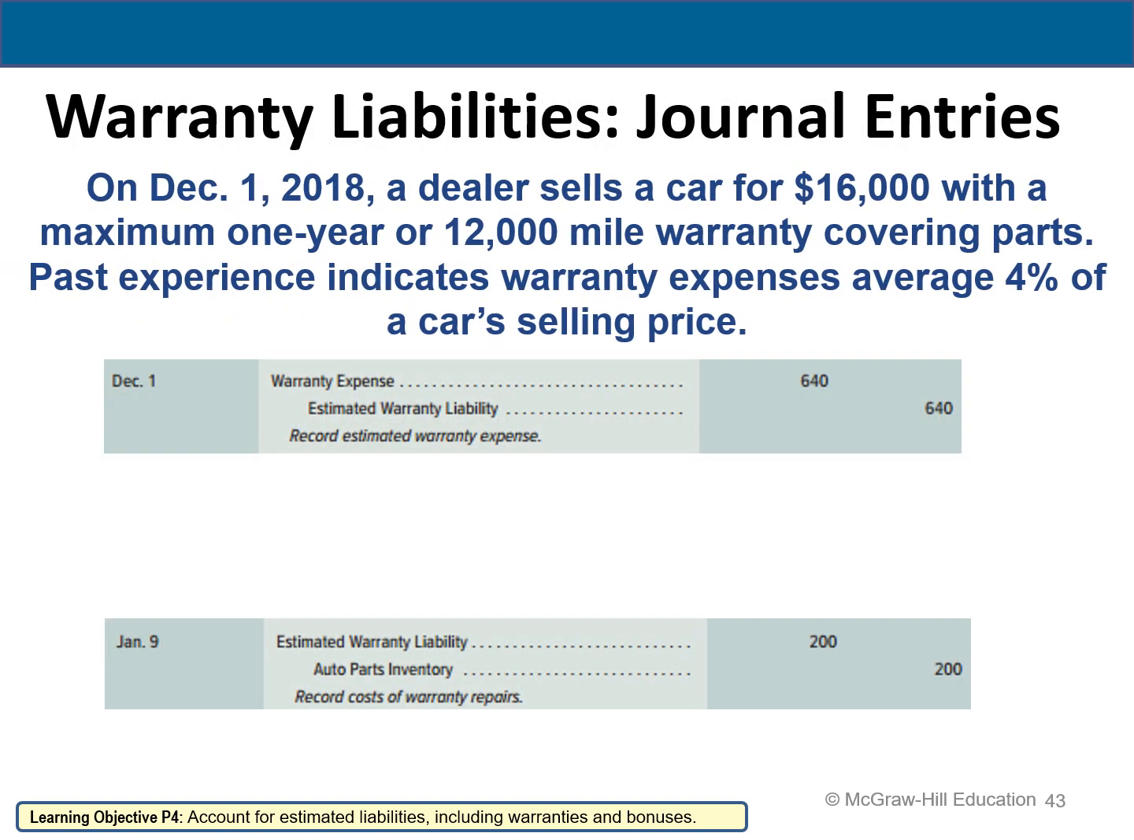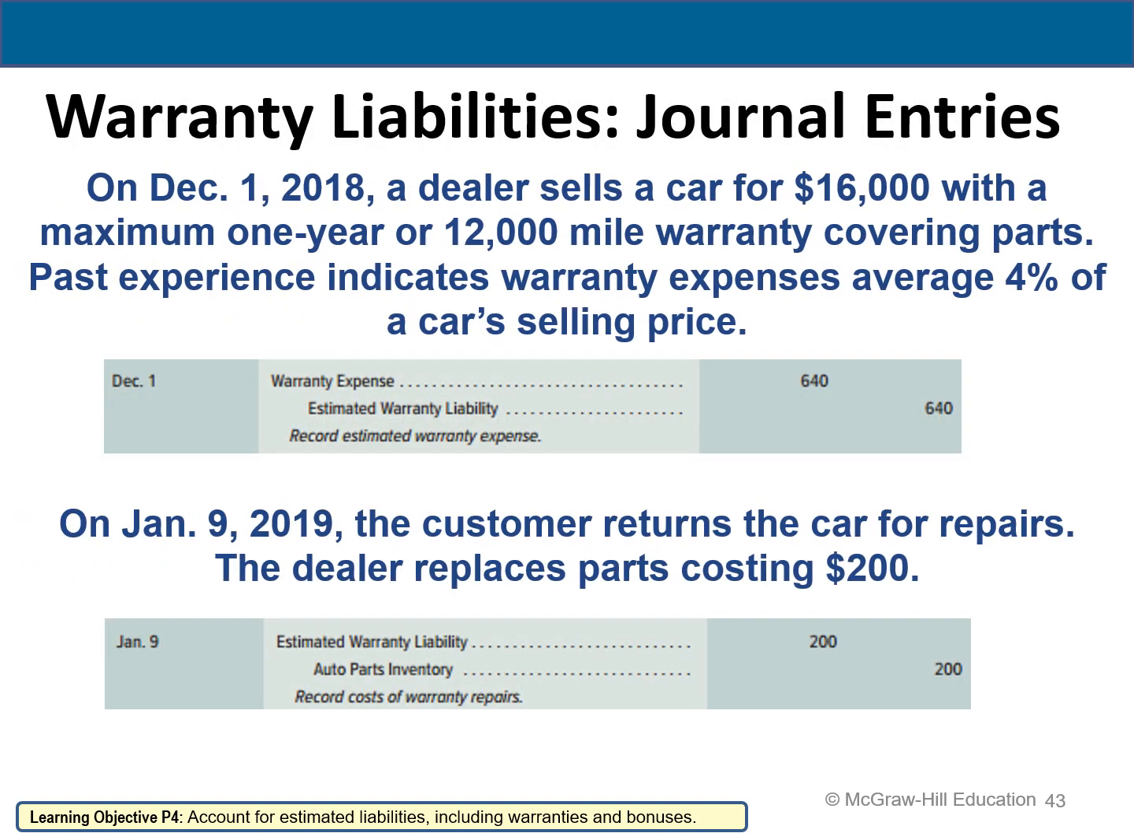All right, so on December 1st, a dealer sells a car for $16,000 with a 1-year, 12,000-mile warranty covering parts. Past experience indicates that warranty expenses average 4% of the car's selling price. So when you sell that car, you're also going to record an estimated warranty liability and related warranty expense. So 4% of $16,000 is $640. So you're going to record an estimated warranty liability with a credit of $640, and you're going to debit warranty expense for $640.